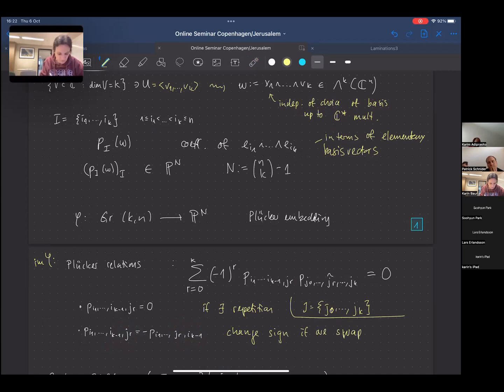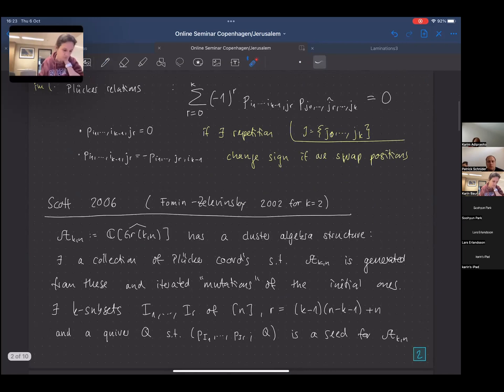Okay. And these Plücker relations tell you what the image of phi looks like. But I'm interested in the coordinate ring of this algebraic variety. And what Scott showed in 2006 is that if you look at the coordinate ring of this, you should take the affine cone over it, call that A_{K,N}.